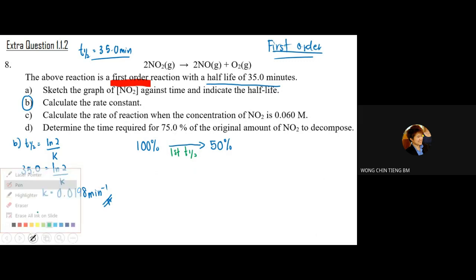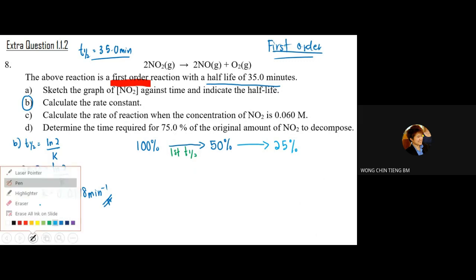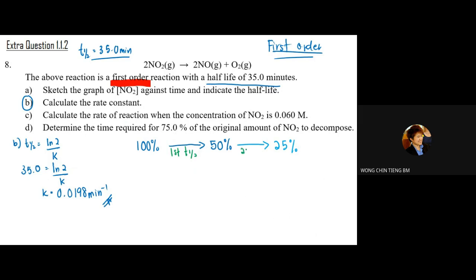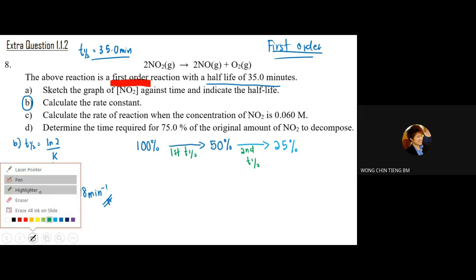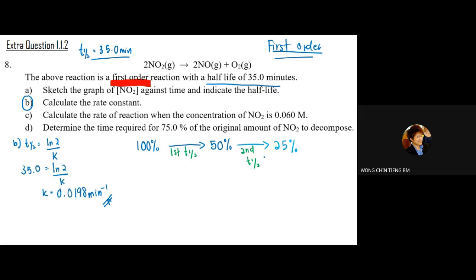What would it call when I have this thing? From 50, I become 25. We call that thing second half-life. Betul? So, this second half-life over here. Okay? Lagi sambung. Apa jadi kalau 25% dan saya nak third half-life? Kalau Miss Wong kata saya ada third half-life. Okay? So, 25% akan turun jadi berapa? 12.5.